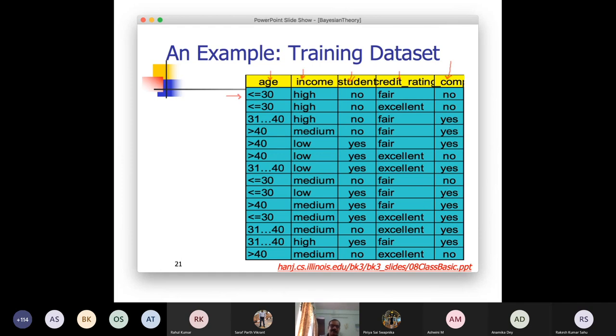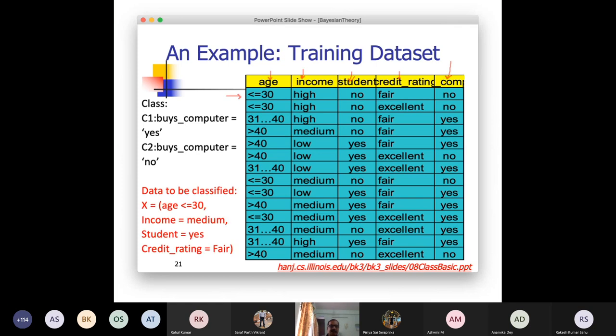Now, if I give you this, this is what you get. So as you see, class C1 is buys computer, yes. Class C2 is buys computer, no. Buys means in this case you are recommending for buying the computer. And suppose you have a data instance: a person having age less than or equal to 30, income is medium, the person is a student, and the person's credit rating is fair.